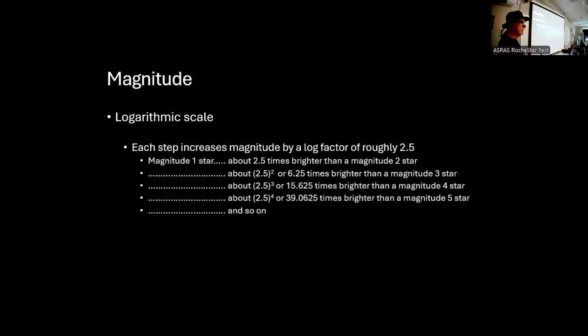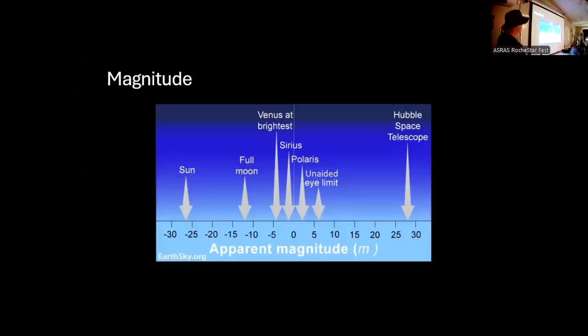So if you look at this on a scale, this is the sun, which is apparent magnitude. Again, apparent magnitude on this scale looks like a negative 25, a very, very bright object, obviously. This is what the Hubble Space Telescope looks like. This is the unaided eye limit. So we can see objects.